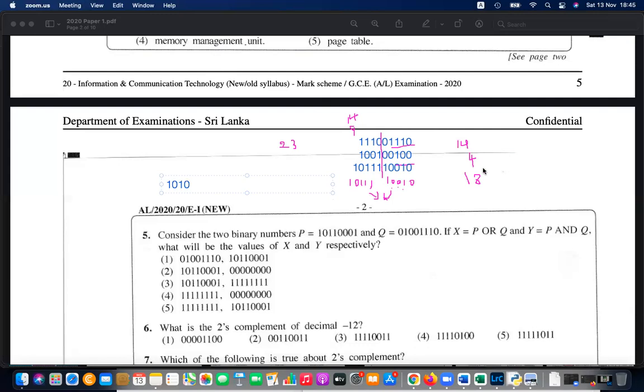The answer is 1010, right? 14 minus 4 is 10, and 10 means 1010. Then 14 minus 9 is 5, and 5 you can write as 0101. Okay, the answer for subtraction is this.